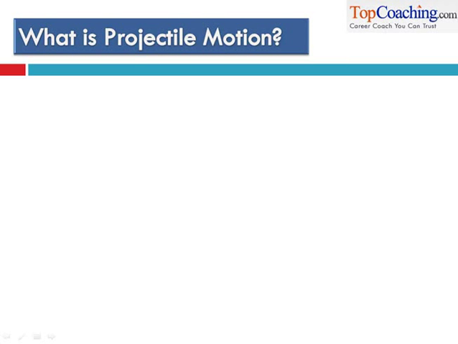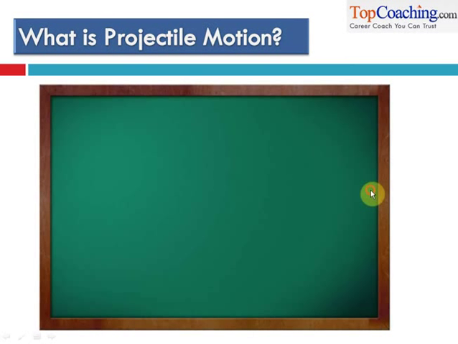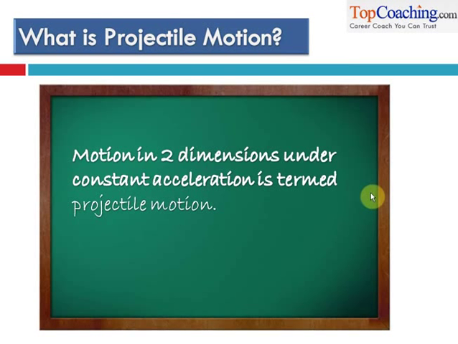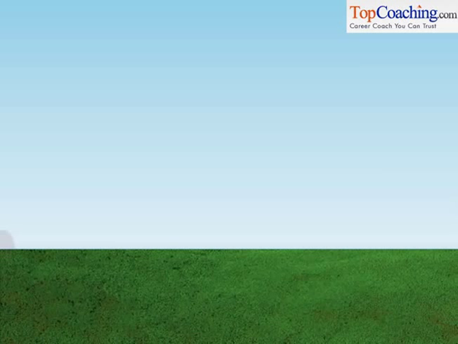First of all, let's try to understand what projectile motion exactly is. Motion in 2 dimensions under constant acceleration is termed projectile motion. In the previous chapter we studied motion in a straight line. Remember? In this chapter we are going to study motion in 2 dimensions. Motion is occurring along the x-axis as well as along the y-axis. When this motion occurs with constant acceleration, then the motion is projectile motion.